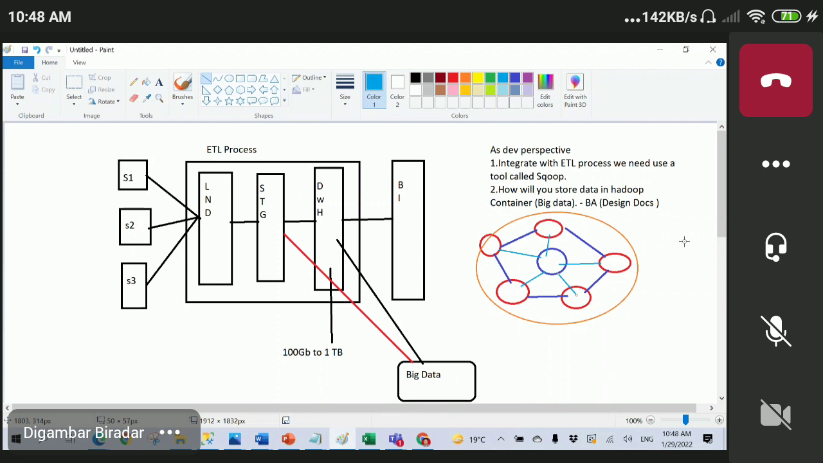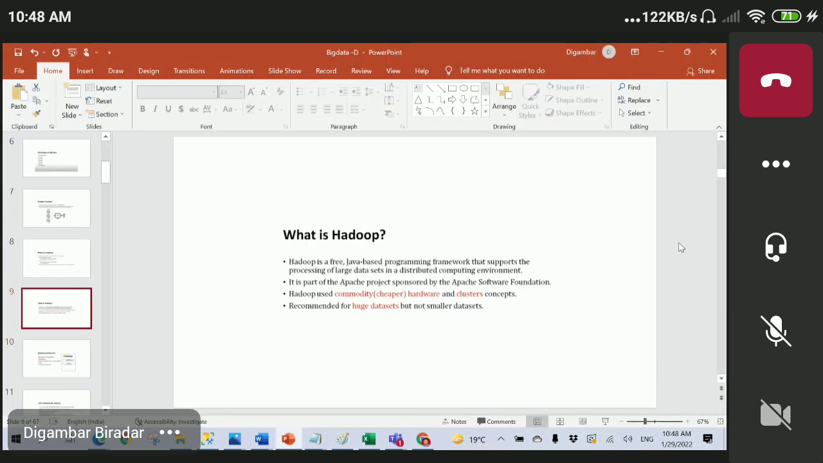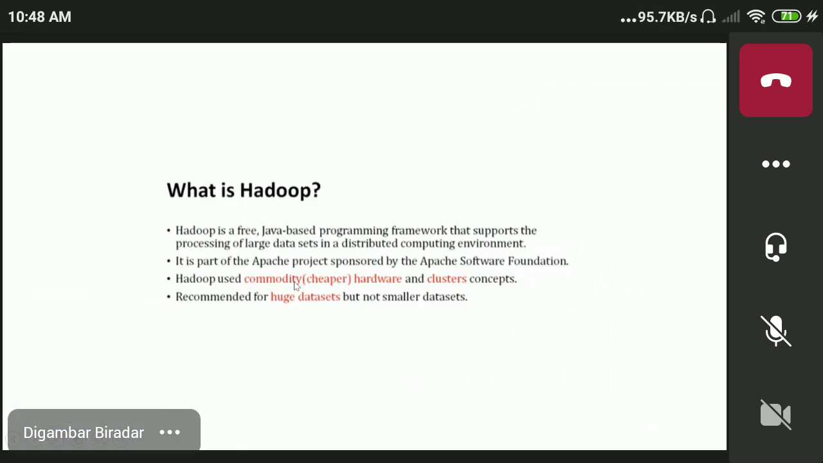ठीक है. So इसका डिजाइन उस तरीके से बनाया गया है, whatever the Hadoop is there. So Hadoop is used commodity cheap hardware and cluster concept, and recommended. This Hadoop is recommended for what? Large or huge data sets. Clear है ये guys? Yes, sir.